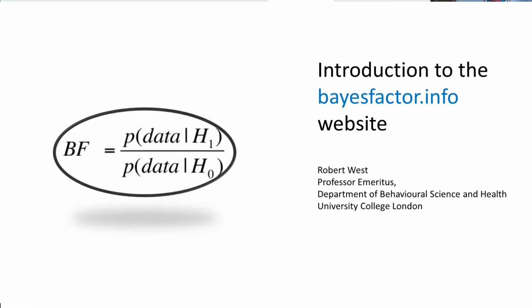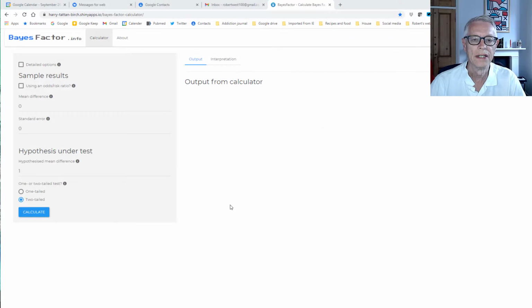Hi, this short video is to help you use the bayesfactor.info calculator. The web address is bayesfactor.info and I've got it up on the screen here.